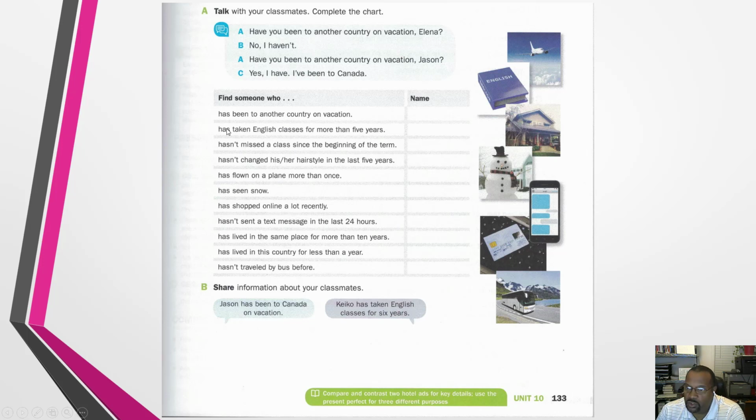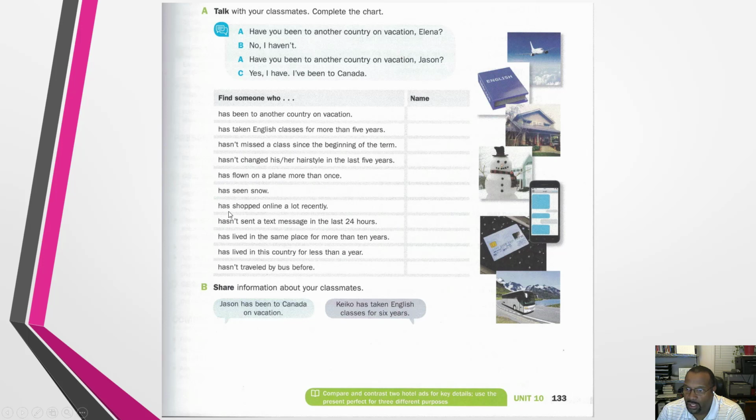So this exercise would ask you to find someone who has been to another country on vacation and put their name. Find someone who has taken English classes for more than 5 years. Find someone who hasn't missed a class since the beginning of the term. Find someone who hasn't changed his or her hairstyle in the last 5 years. Find someone who has flown on a plane more than once.